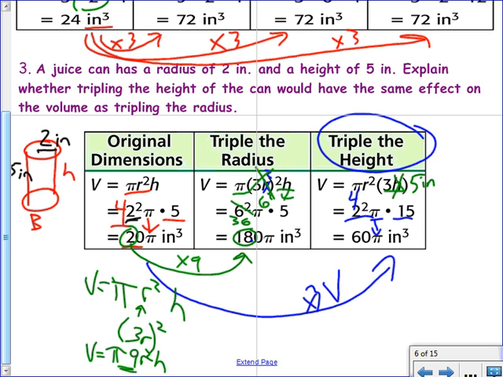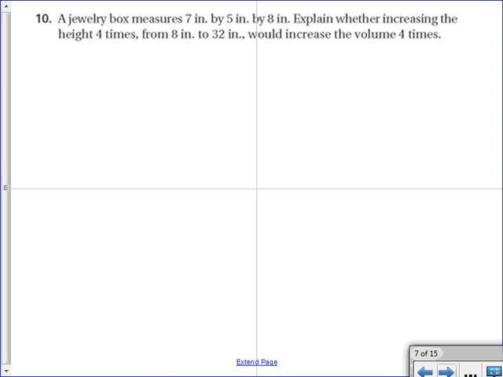Okay? I'm going to have a practice question for you guys to work on now. Okay, a jewelry box measured 7 inches by 5 inches by 8 inches. Explain whether increasing the height 4 times from 8 inches to 32 inches would increase the volume 4 times. What that is saying is that if my height, okay, which one was the height? The height is 8 here. If I change the 8 to 32 inches, what would happen to the original volume? Would it increase? Would it increase by how much? This is for you to do. Okay?